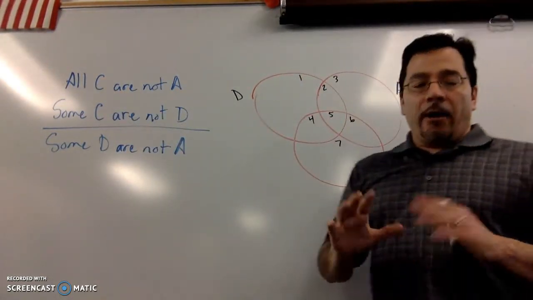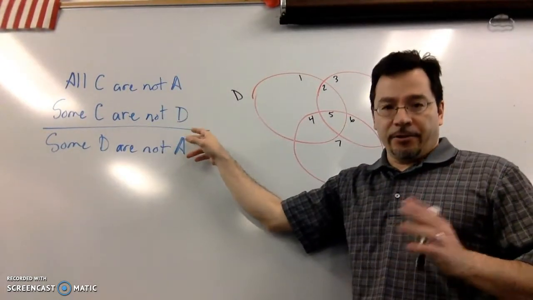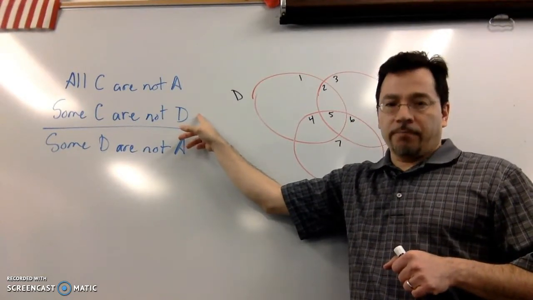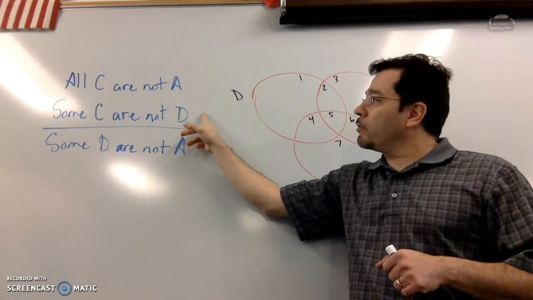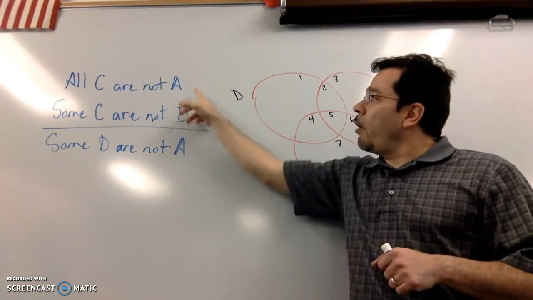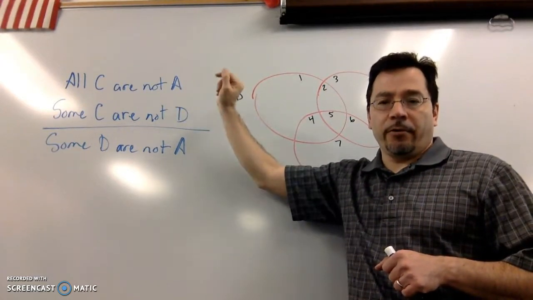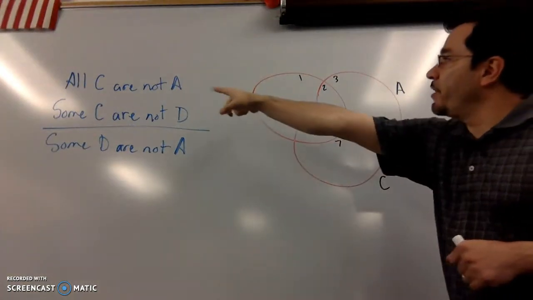Now, I always tell students when we go about shading your diagram, if you have particulars, a particular claim here, so we have I and O claims, always start with your universals. Always, just as a rule of thumb, start with your universals, and you'll see why in a moment. So let's start with our C and A circle.